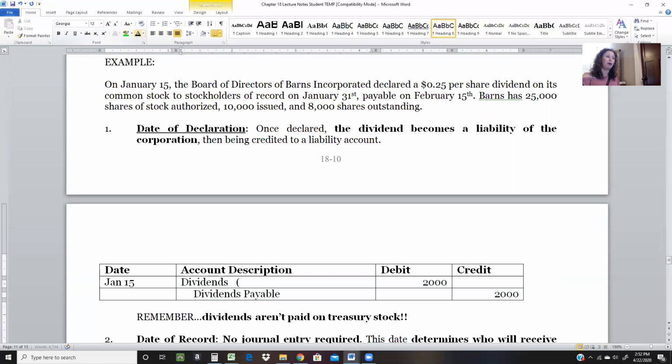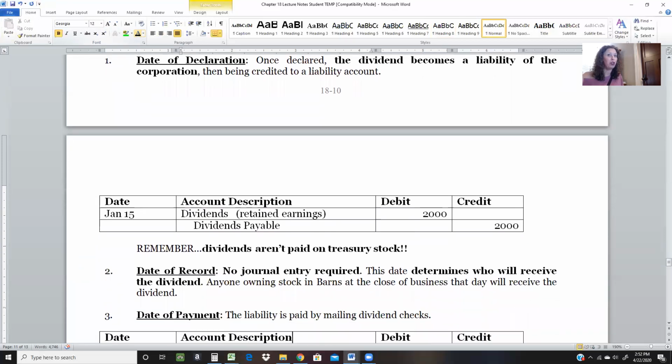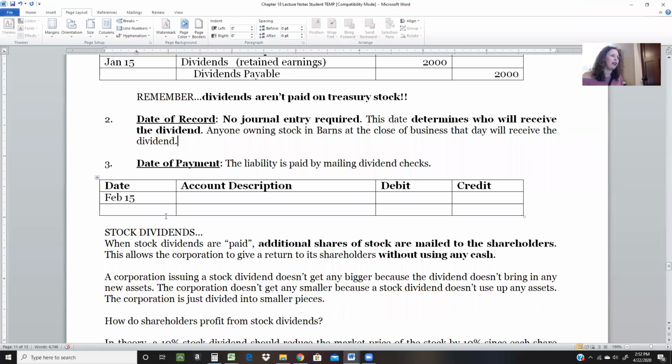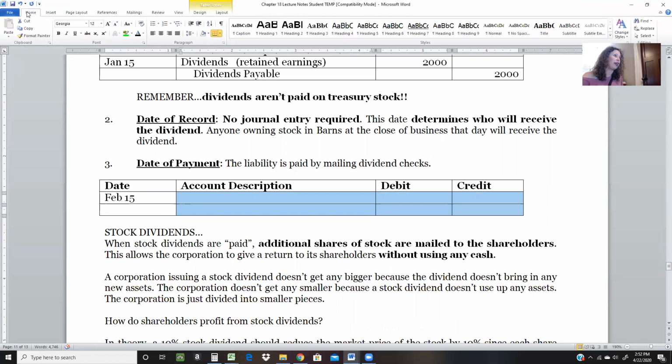Now, sometimes in your book, and I don't like to do this, but you could also just use retained earnings instead if you don't have a dividend account. The date of record has no journal entry. That's just the date, at the close of business on January 31, when we ask who we owe money to, and we write down their names. Then the date of payment is the day you actually mail out the checks, and you just debit dividends payable and credit cash.